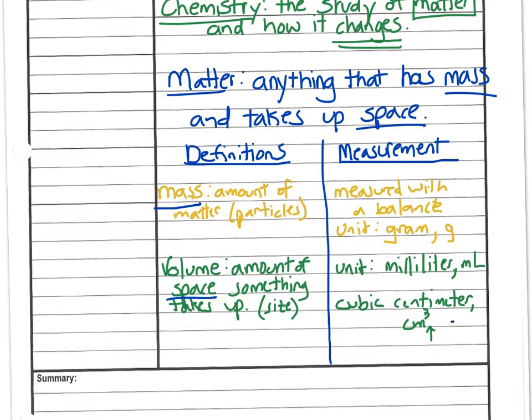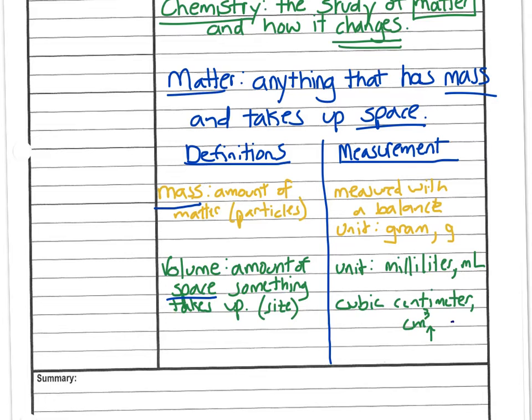It's like an exponent that you would use in math class, and it literally means cubed. So you have centimeters times centimeters times centimeters. That's how you find the volume, length times width times height. So that's the unit that we use there. So there's milliliters, which is an M and a capital L, and centimeters cubed, which is a cm and a little 3.